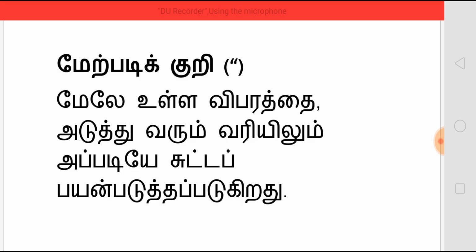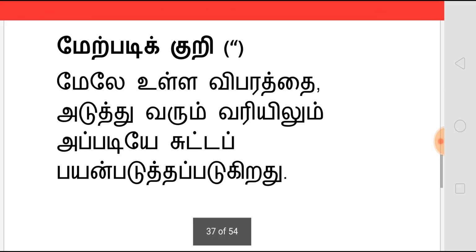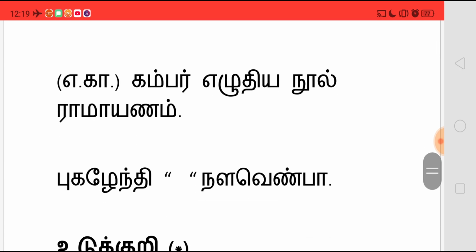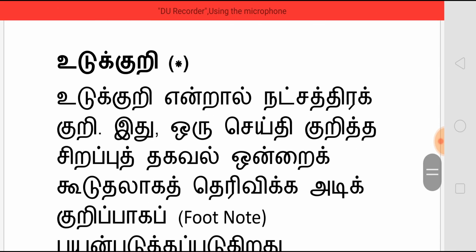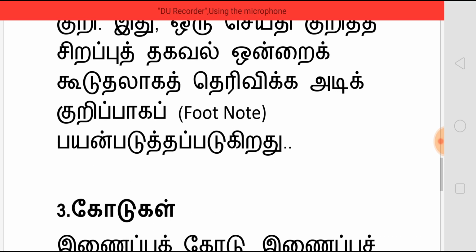That is when we are using one sentence, you write the first sentence fully, but in the following sentence, when the sentences are the same pattern, we will use this as ditto to say that you have to bring down the first sentence's words here. Example, Kambar எழுதிய நூல் ராமாயணம். But the second sentence we will not write புகழேந்தி எழுதிய நூல் ராமாயணம் நளவெண்பா, we will say புகழேந்தி நளவெண்பா. And then we have udukuri, which is the star sign, and this says that there is a special information which is used as a footnote.